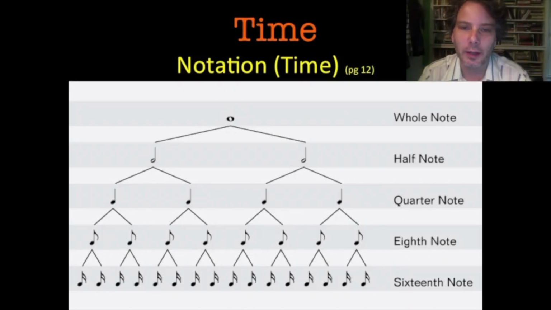Here is another slide that's really giving you the same information as the previous slide, but it's just another way of looking at it. What we're seeing here is that 1 whole note, which lasts 4 beats, is equivalent to 2 half notes, each of which lasts 2 beats. Each half note is worth 2 quarter notes. A quarter note gets 1 beat. Each quarter note is worth 2 eighth notes. An eighth note gets half a beat. Each eighth note is worth 2 16th notes. A 16th note gets a quarter of a beat.